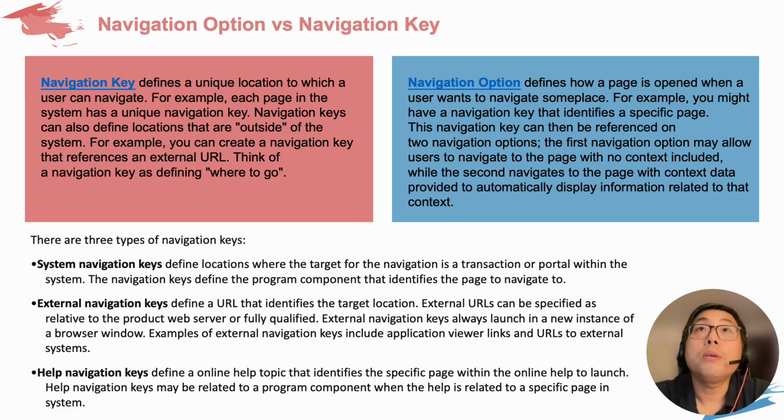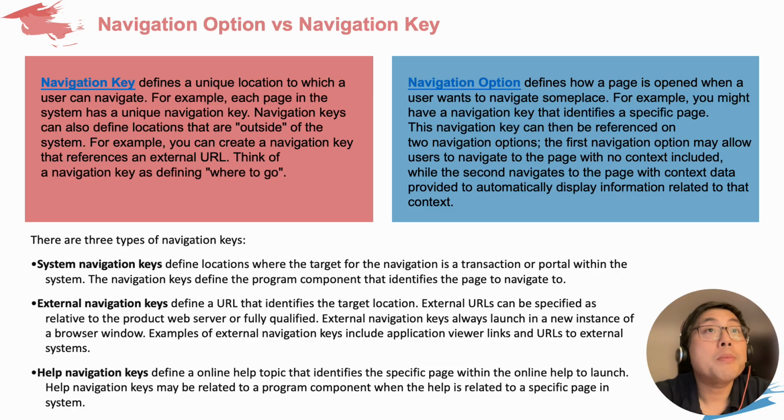For example, you may have a navigation key that identifies a specific page. This navigation key can then be referenced on two navigation options. The first option may allow the user to navigate to the page with no context included, and the second navigates to the page with context data provided. On the navigation option, you could actually define what the context data is. We will look at that in a bit more detail later.